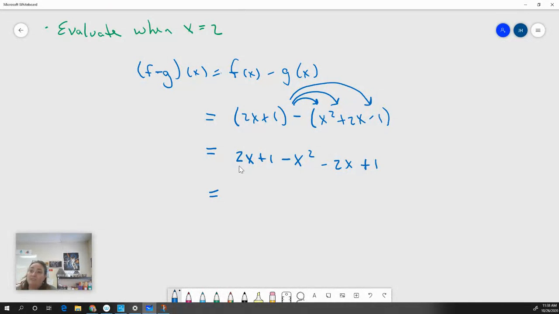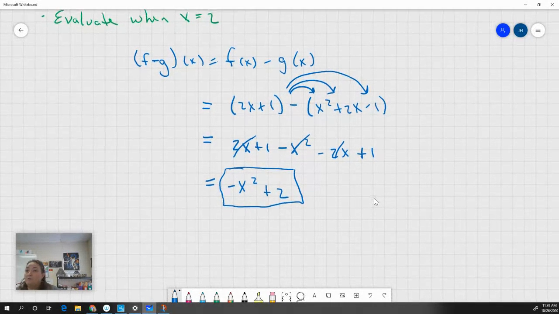Now that we're pulled out of the parentheses and everything's been distributed through, we're just going to combine our like terms again. We have only one square value, so we're going to go negative x squared. It's not going to change. Now I have 2x minus 2x. So that's going to disappear my values. 2x minus 2x is just 0. So those are done with, right? Now we just have 1 + 1, which is +2, right? This is our solution, right? This is our f minus g of x.